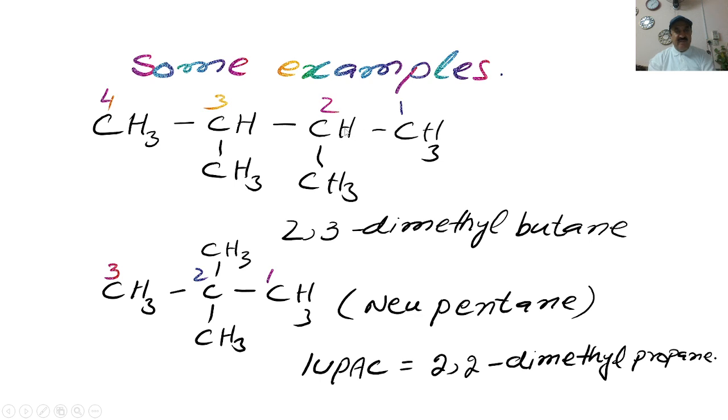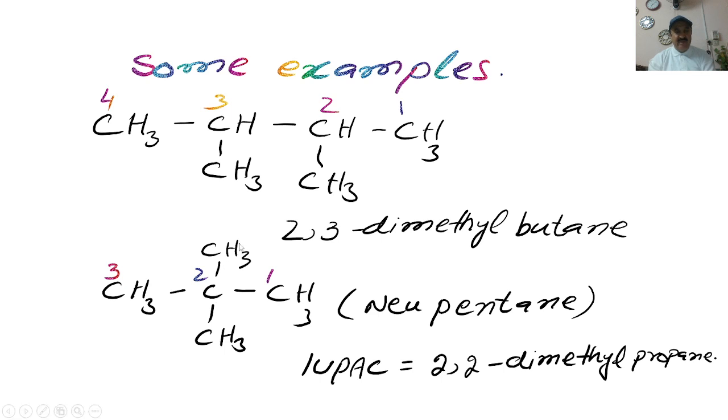Let's say I do it from this side. So at 2 there is one methyl attached, and at 3 there is another methyl attached. So its name will be 2,3 dimethyl butane. Here this compound, its common name is neopentane. But its IUPAC name will be 2,2-dimethylpropane. You can do numbering from this side or from this side, no problem. So at 2 there are 2 methyl groups attached, so you will repeat that number, 2, 2, because 2 methyl groups are attached.